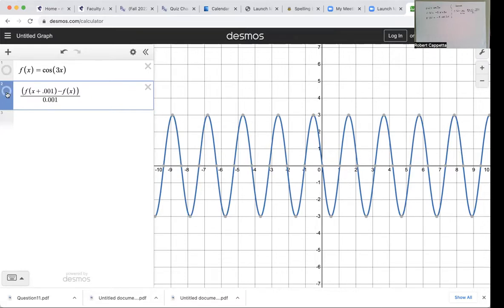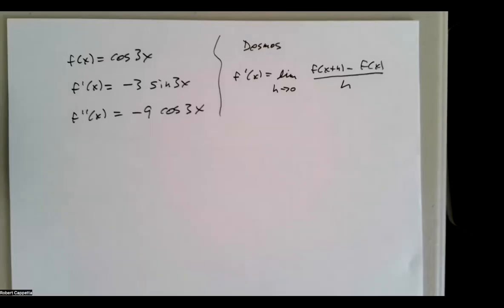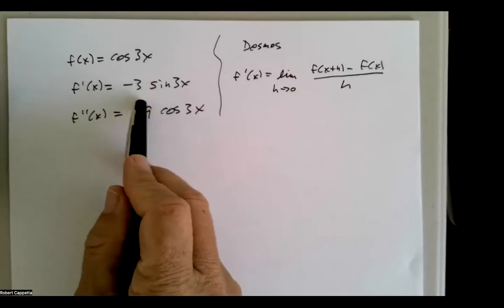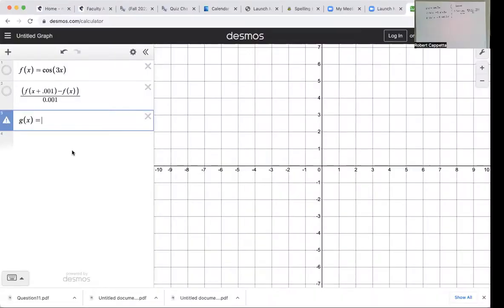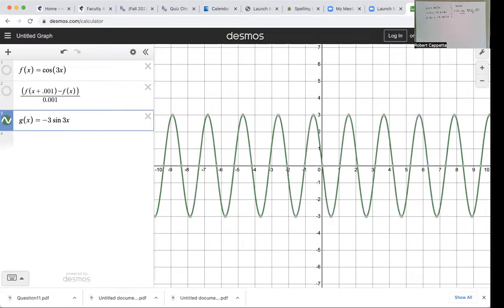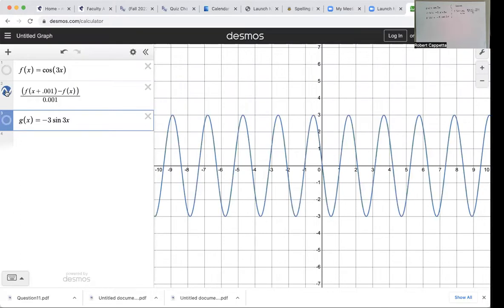What do I think f prime is? And I'm going to call that g. I think f prime is, what did we show previously? We thought f prime was negative 3 sine 3x. Let's take a look at that. So is that correct? Negative 3 sine 3x. Does that match? So that's the function in green. The function in blue is the f of x plus h minus f of x over h with a small h version. Do the blue and the green functions match? They seem to. So that looks pretty good.